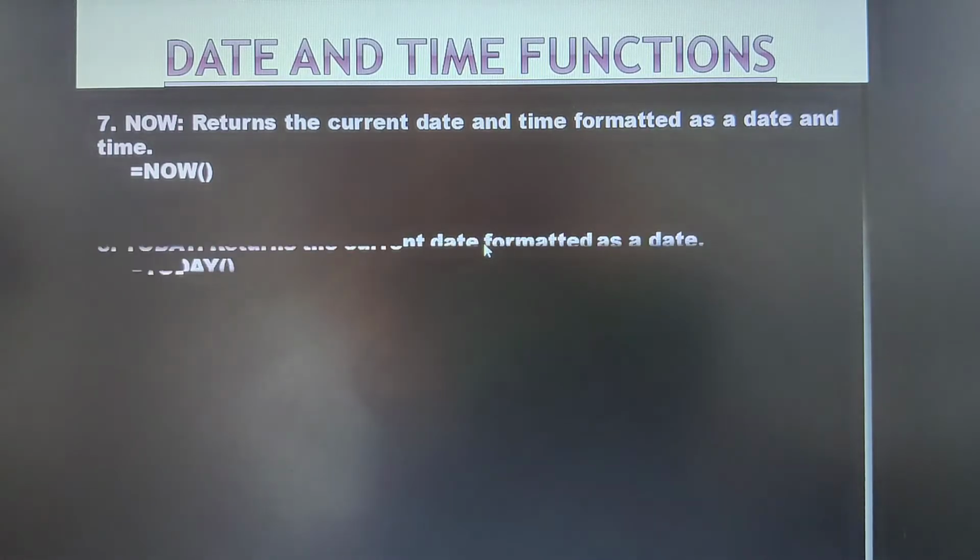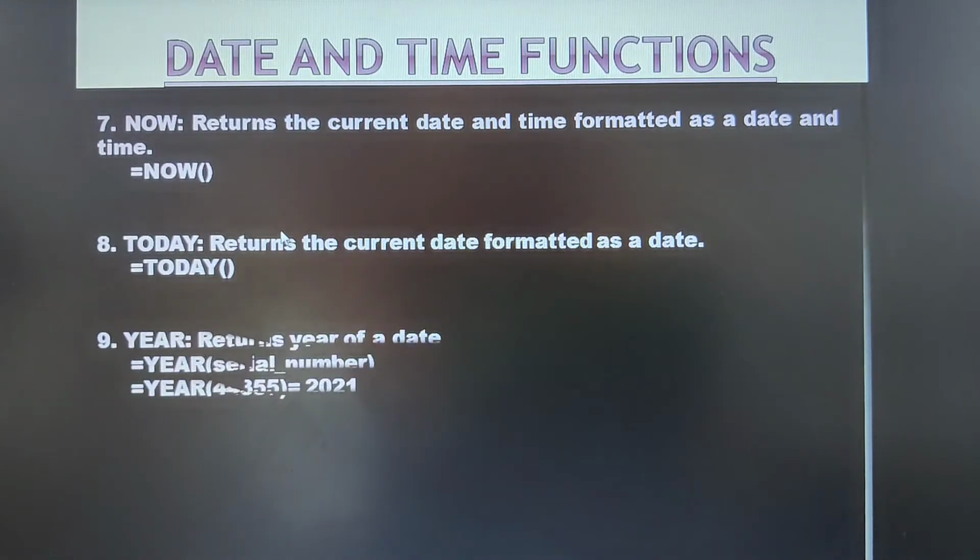Next we have the very important one, that is TODAY. It would return today's date, that is the current date, which is formatted as a date. Formatted as a date in the sense that it is not giving you the serial number, it is given in the form of a date itself. Here also, it will not give you the answer as a serial number. Last function in the date and time functions we have is YEAR.